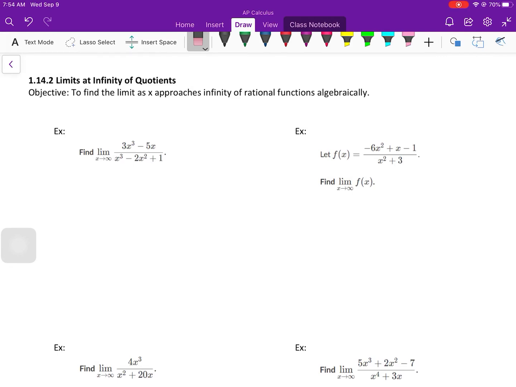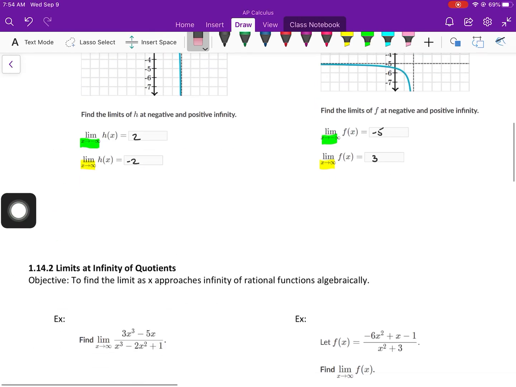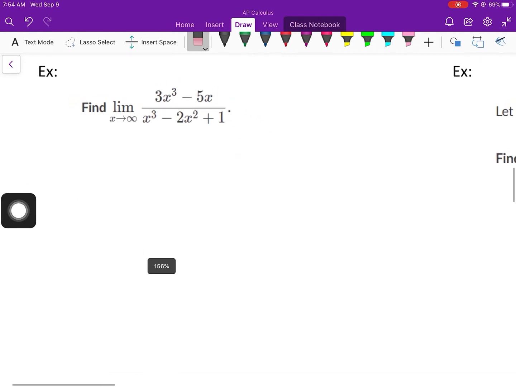Let's go ahead and dive into how to find the limit at infinity, but algebraically this time. Usually, when we deal with this, we're going to be dealing with rational functions, because that's what's going to cause that horizontal asymptote as we saw in this last section here. So here's a rational function. So what do we do?